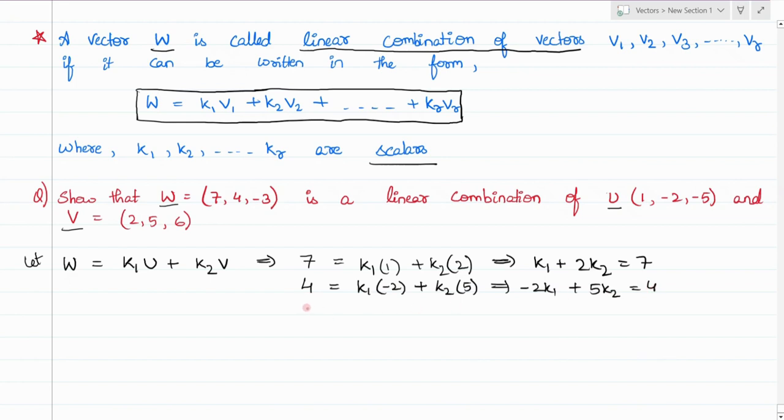Similarly, if we consider k cap, minus 3 is equal to k1 times of minus 5 plus k2 times of 6. So minus 5k1. Okay, let's take this negative sign inside. It becomes plus 5k1 minus 6k2 is nothing but 3.